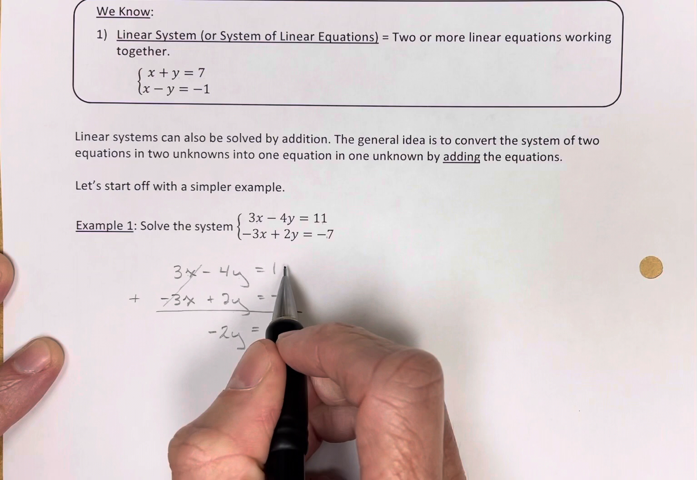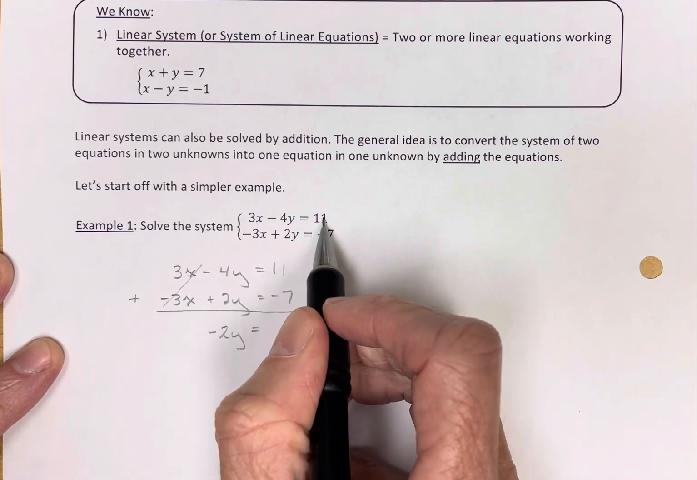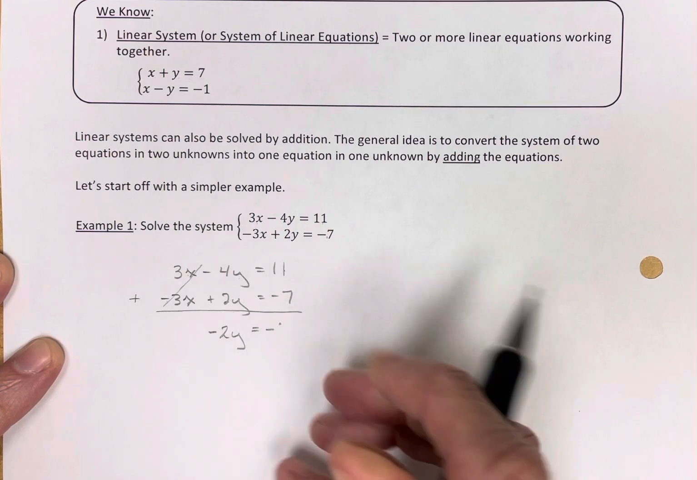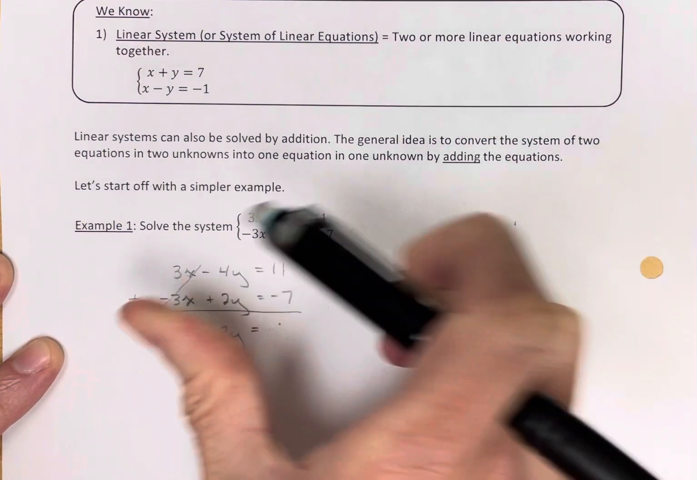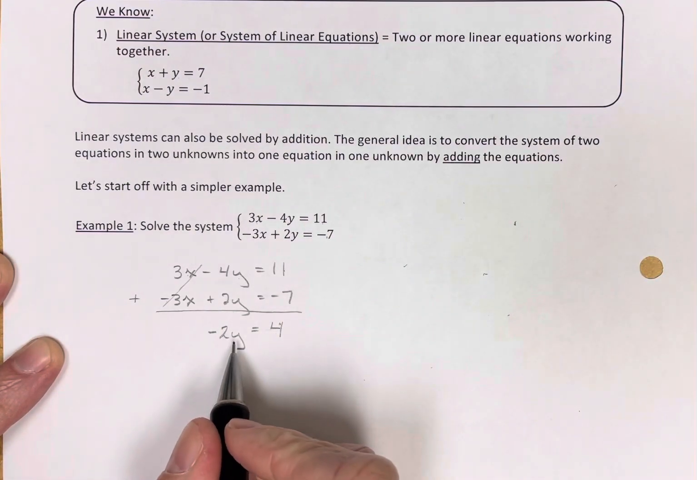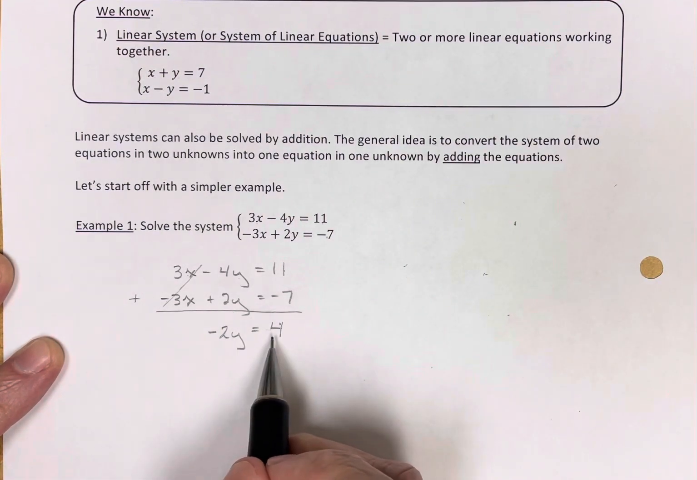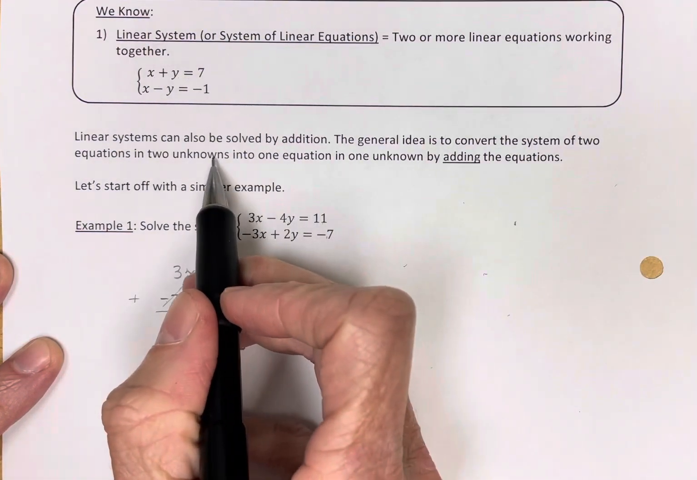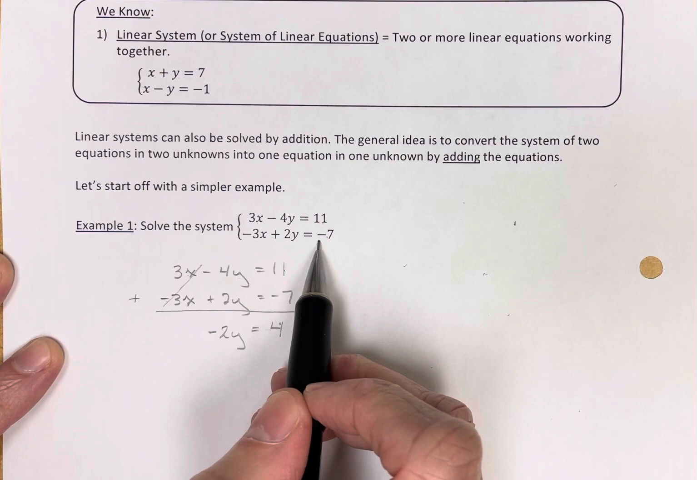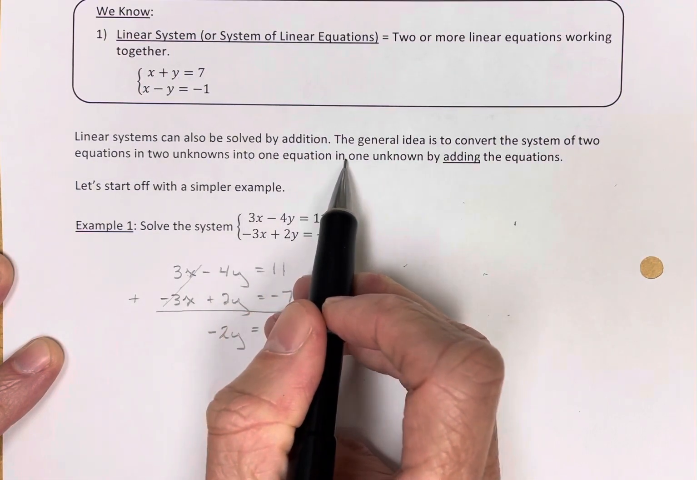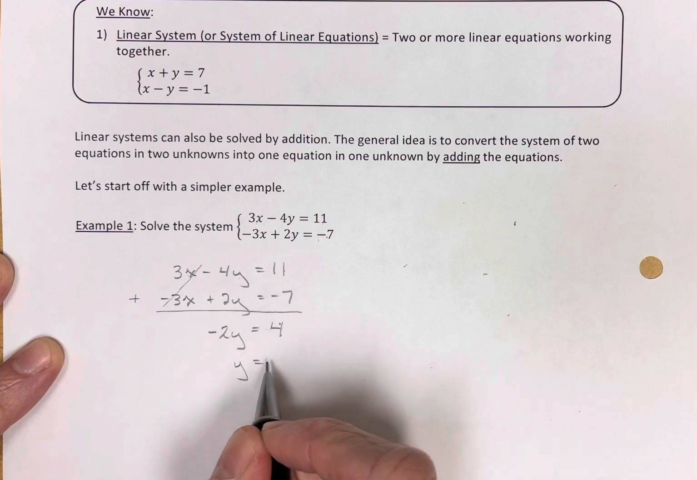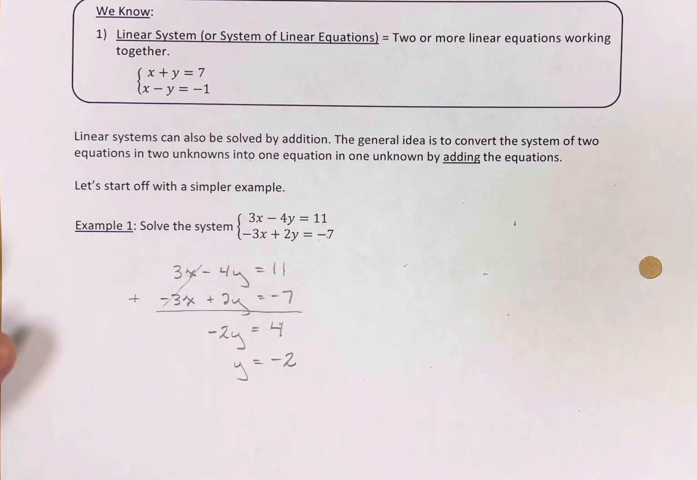And whoops, I forgot, that's an 11. I'll bet you all caught that. That's an 11. 11 plus -7 is not -4. It's +4. There we go. And then, of course, now I have one equation in one unknown. And that was the goal. I want to get the two equations in two unknowns down to one equation and one unknown. I've done that, and this is easy to solve algebraically.